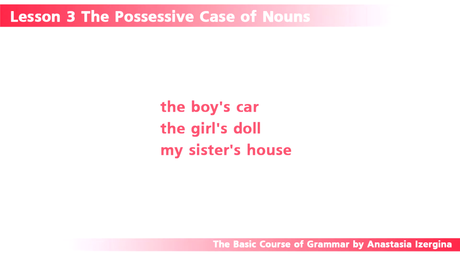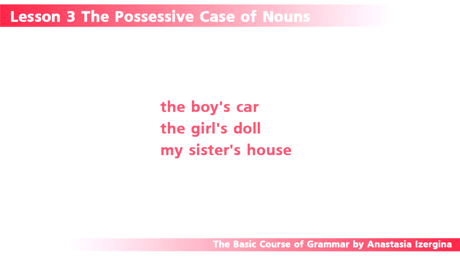First rule about making nouns possessive. In order to make the noun possessive, you need to add apostrophe and s at the end of the word. And you're going to pronounce it as s or z sound, depending on the last sound of the word where you added your apostrophe s. The same as in the rule about plural nouns. For example, the boy's car, the girl's doll, my sister's house.